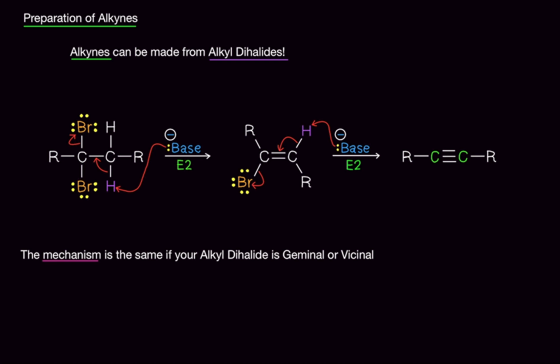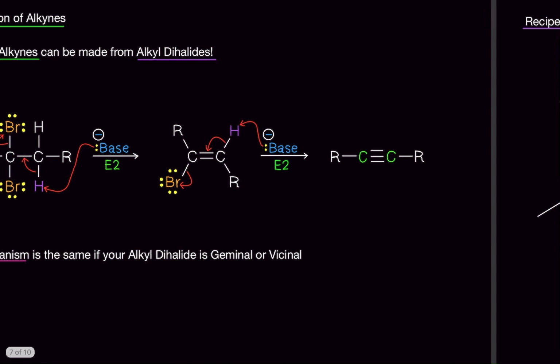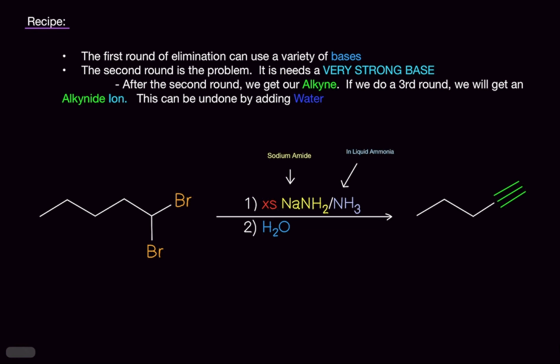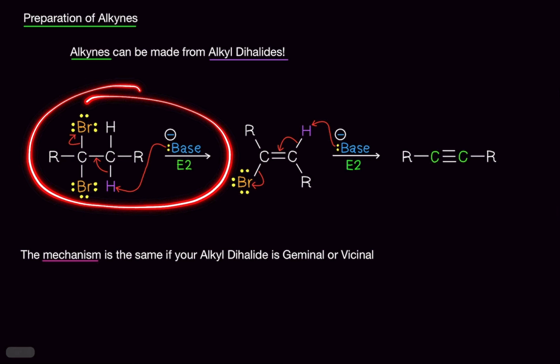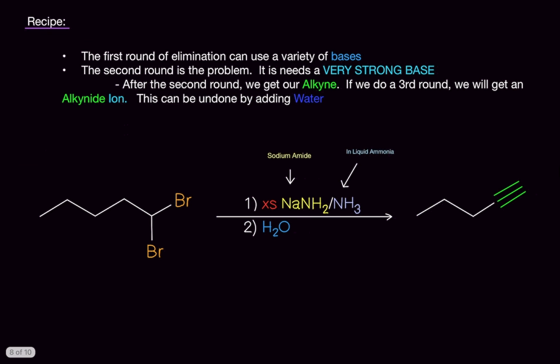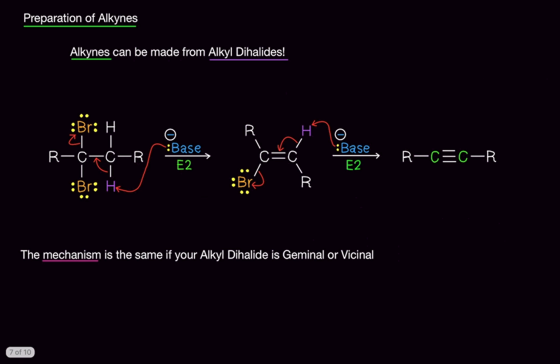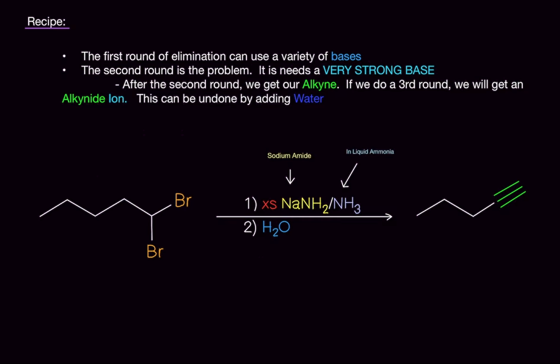The mechanism is the exact same thing. Everything's happening the exact same thing. It's just two different types. Okay, here's the recipe. The first round of elimination can use a variety of bases. It really does not matter. So what I'm saying is this round right here can really use any base. It's the second round that's the problem. The second round, it needs to use a very, very strong base. Otherwise, it won't happen. So after the second round, we get our alkyne. So we have finished. We have got our alkyne.